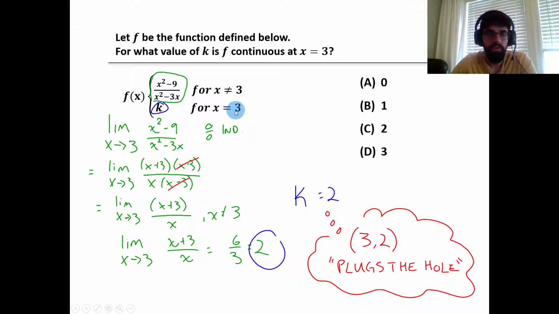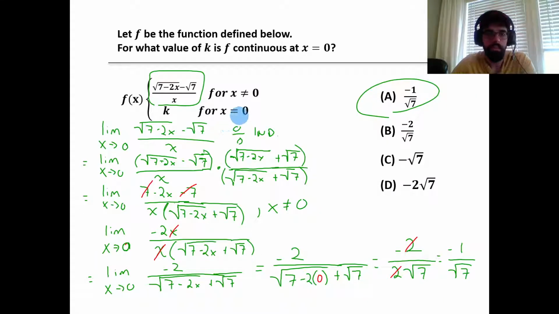So f of a is defined so far as it equals k. Oops, sorry, wrong one. F of 0 equals k. Does the limit exist? So now that's the tough part here. So we're going to find the limit as x approaches 0 for this function up here. If we do direct substitution, we get 0 over 0, indeterminate form.